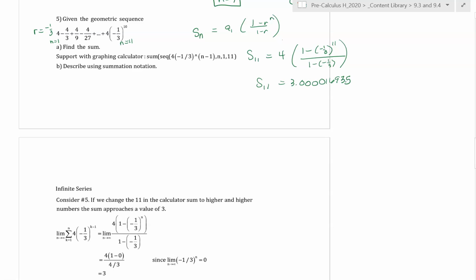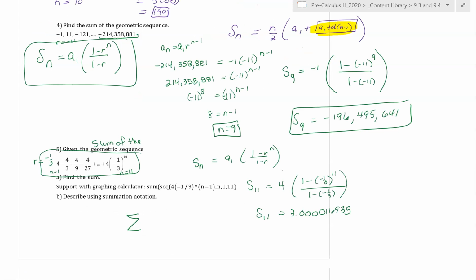So here's what we're going to talk about next. What would happen if I wanted to describe this using summation notation? Go ahead and pause the video and see if you're able to describe this sequence of numbers, or I should say this is the series, in summation notation. Oh, I may have found a mistake. I should have said, given the sum of the geometric sequence.